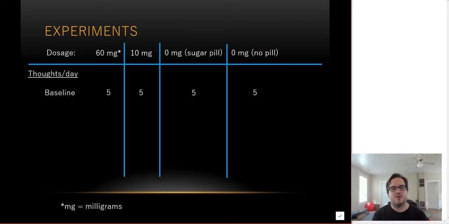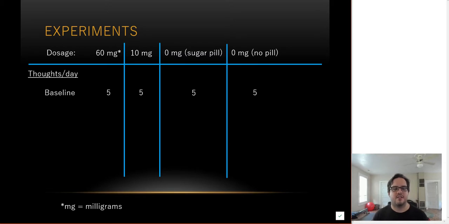So in this case, let's say that we're asking people to record this diary of how many self-defeating thoughts they have per day, and we take those 20 people, we divvy those people up into each of these groups, and so we have now 5 people in the 60 milligram, 5 people in the 10 milligram, and the 0 milligram groups. And these people uniformly across all the groups report about 5 self-defeating thoughts per day.